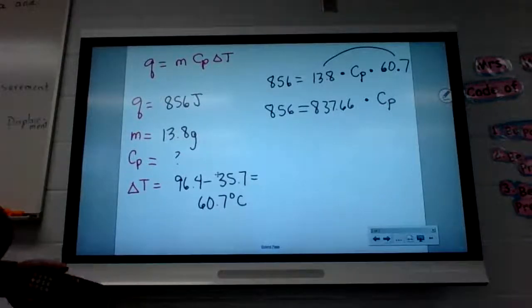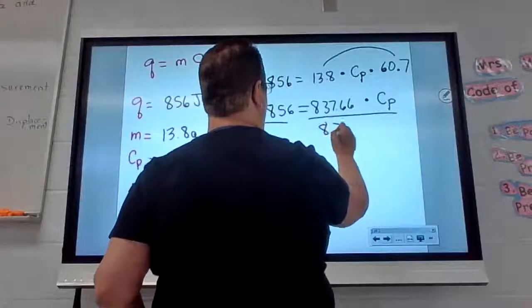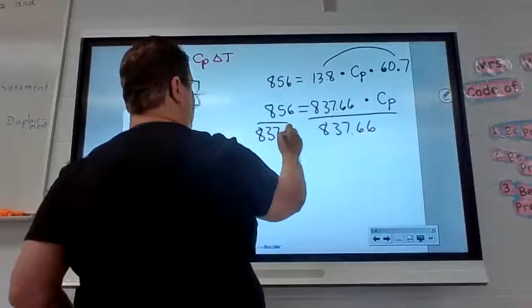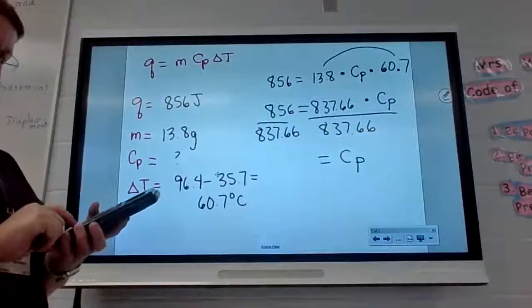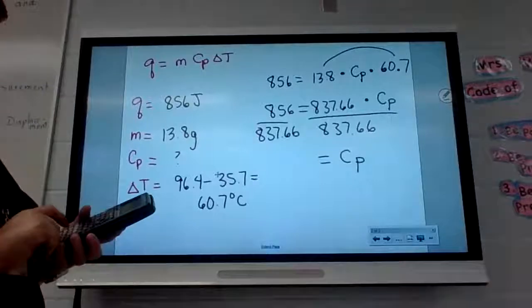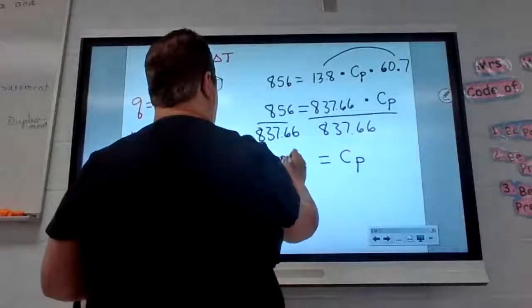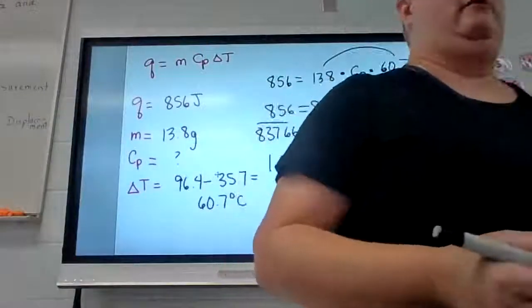All right, so we need CP, so now we're going to do what? We're going to divide. CP is equal to 856 divided by 837.66. We get 1.02. Now, let's say you were solving for this and you just needed CP and you need the unit.